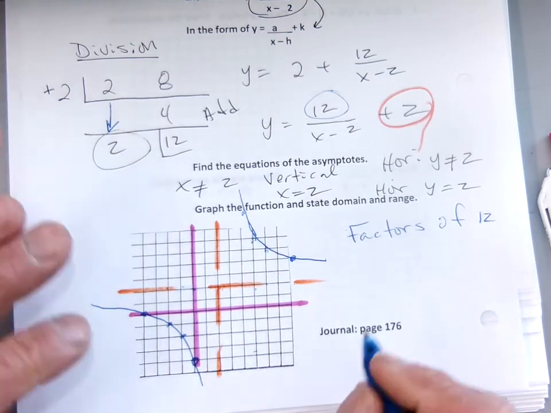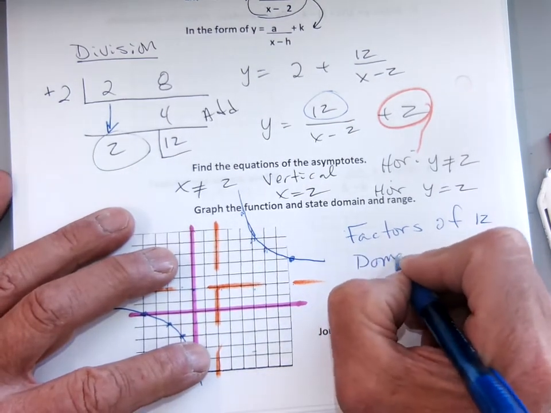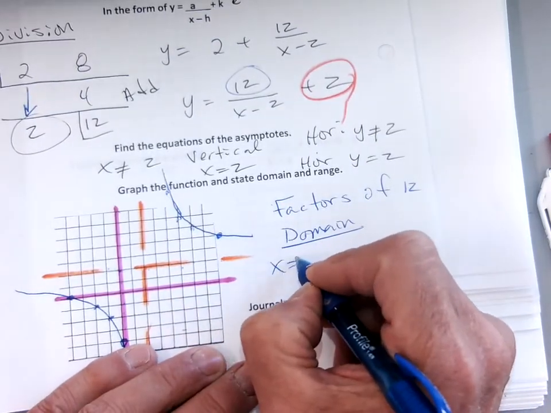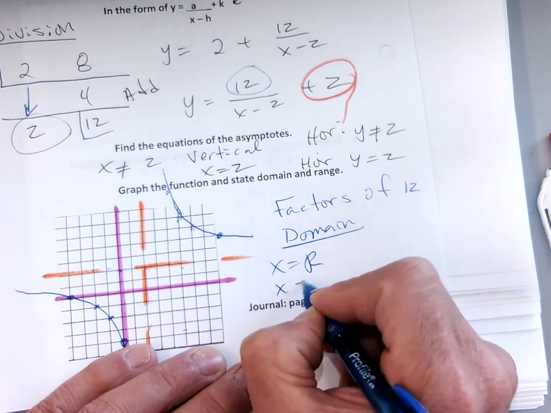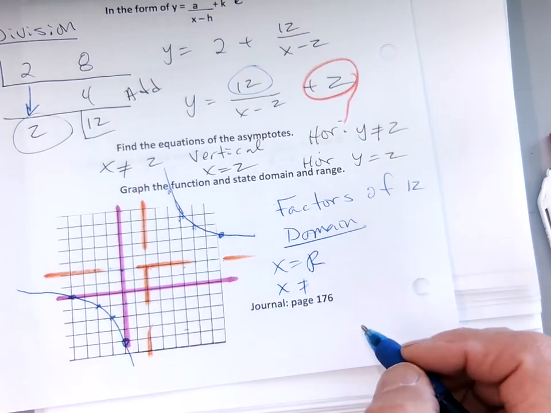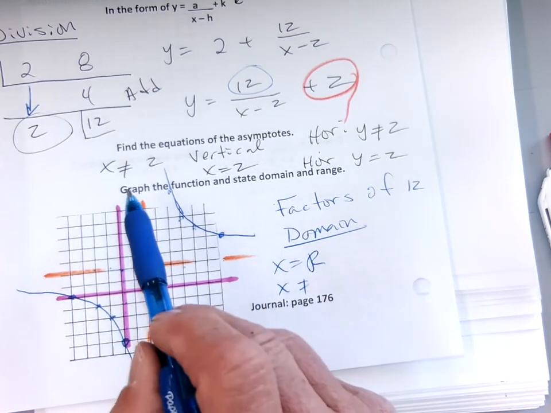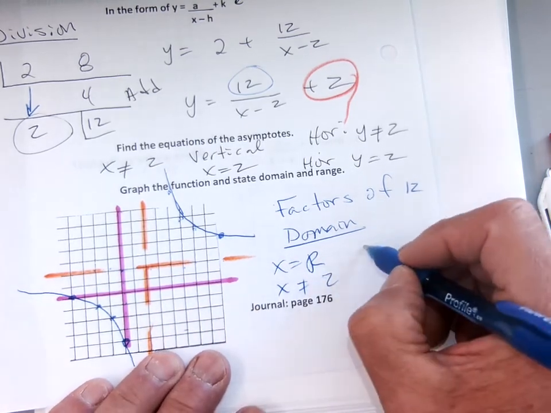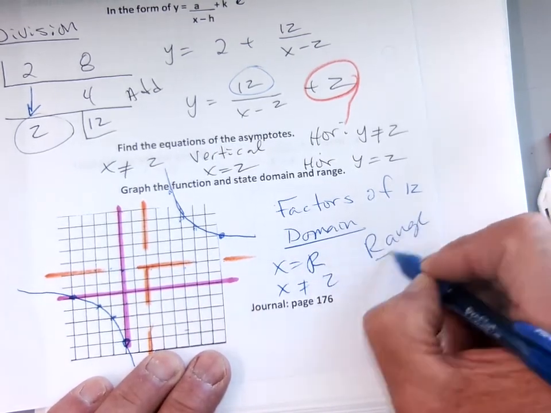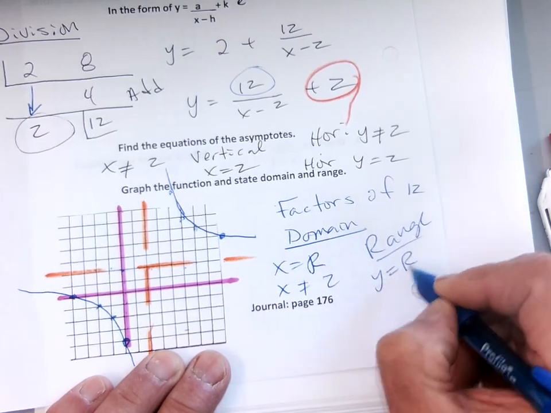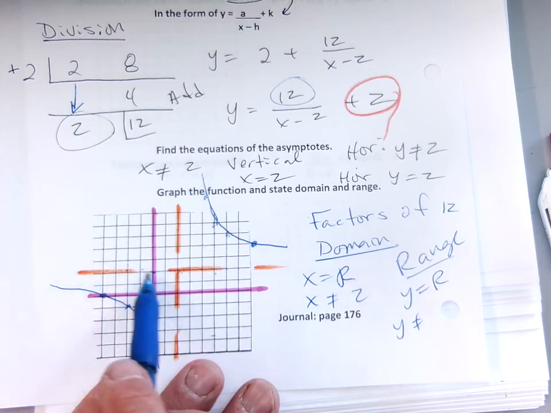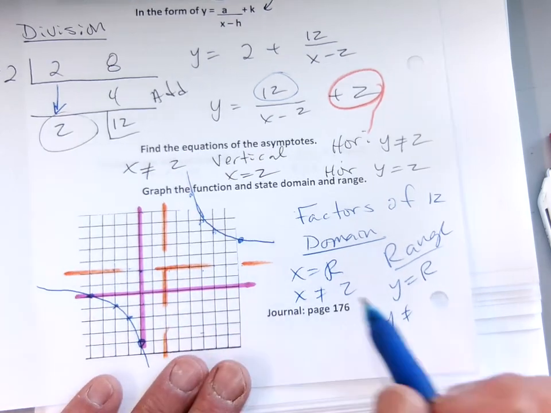One last time, domain. All real numbers except what? X cannot equal, right there it is. What can't it equal? 2. In my range, y equals all real numbers except for y cannot equal what? There it is right there. Y cannot equal what? 2.